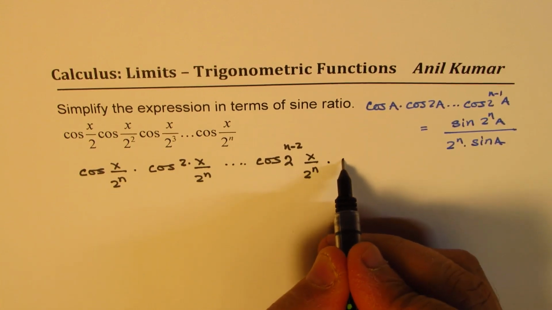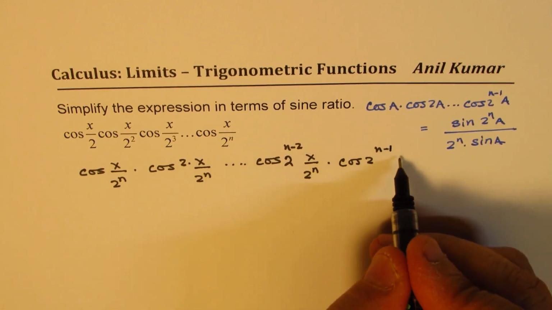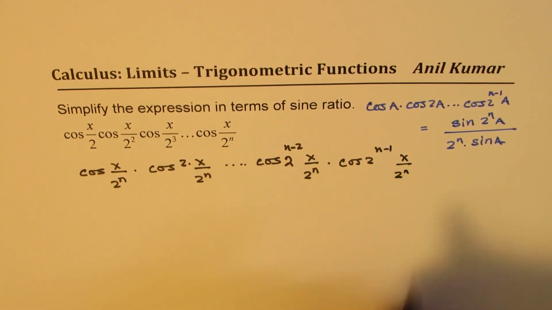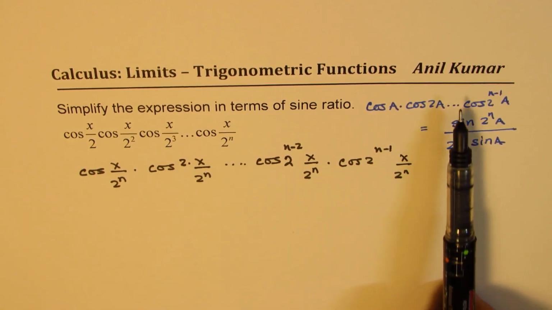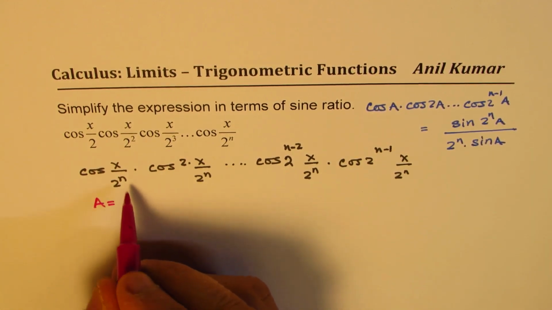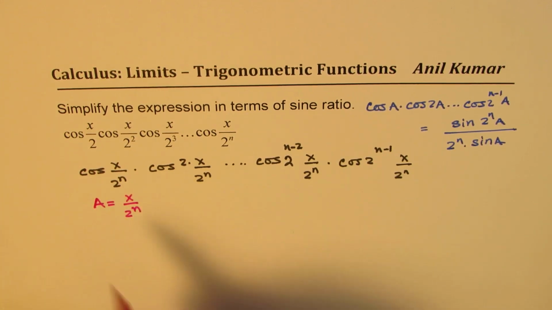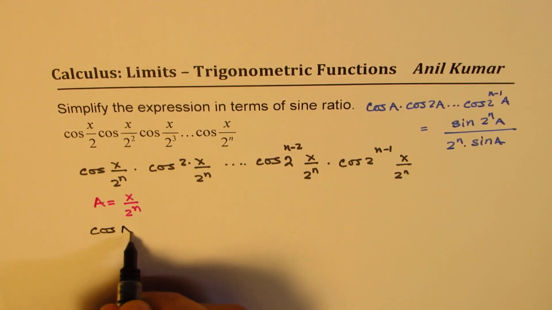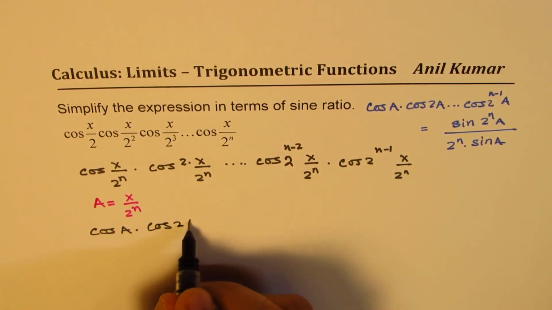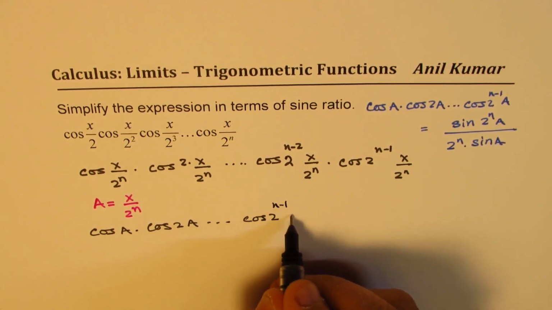So the last term will be cos of 2 times n minus 1, correct? X over 2 to the power of n. Do you see that part? Correct? So if you follow the same strategy, substituting that a for you is equal to x over 2 to the power of n, then you could actually write the series in the same fashion, which is cos of a times cos of 2a and so on till cos of 2 to the power of n minus 1 a.